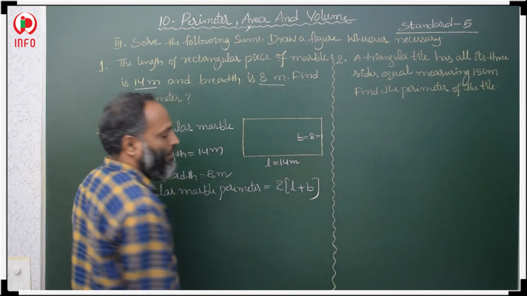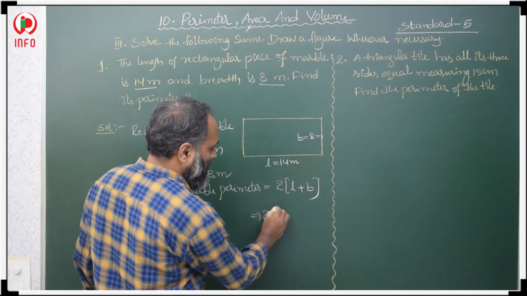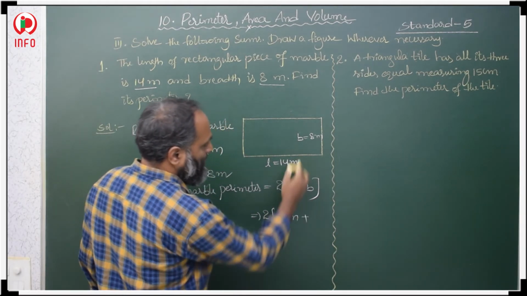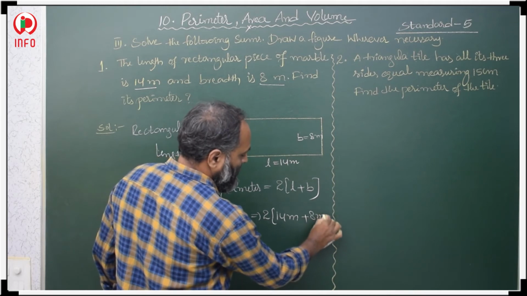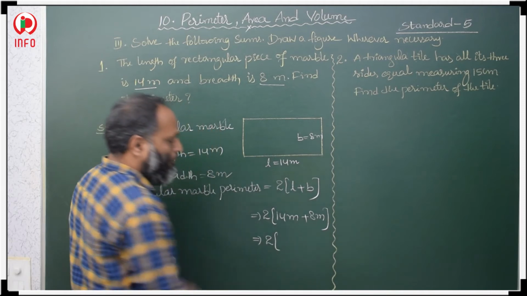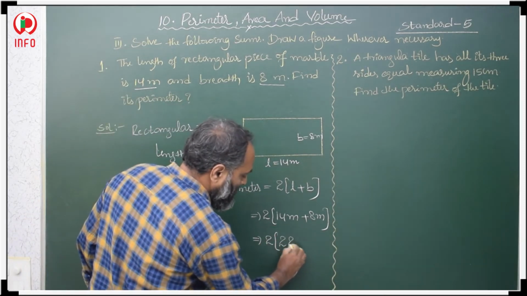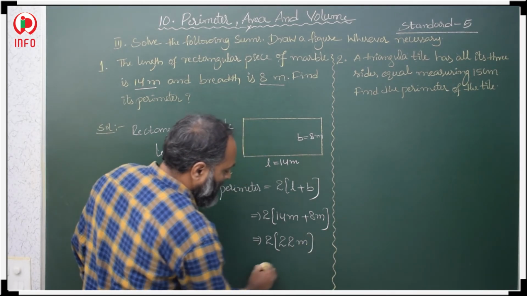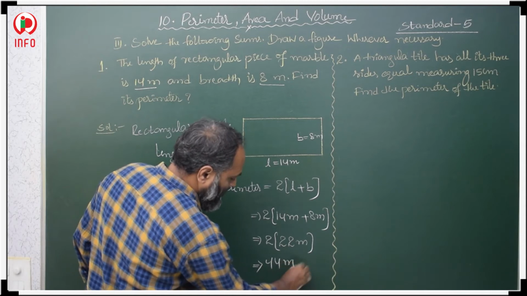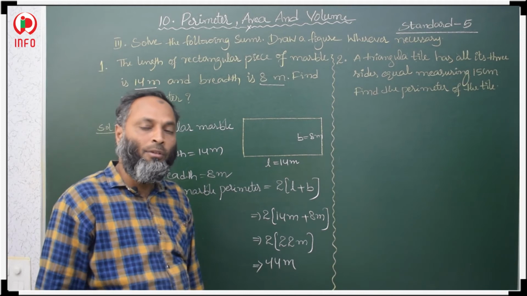This is the formula, perimeter of a rectangle. Then that is 2 into, what is the length here? 14 meters. And what is the breadth here? 8 meters. Then 2 into (14 plus 8). 14 plus 8 is 22 meters. 2 22s are 44. So this is our marble perimeter. Marble perimeter is 44 meters.